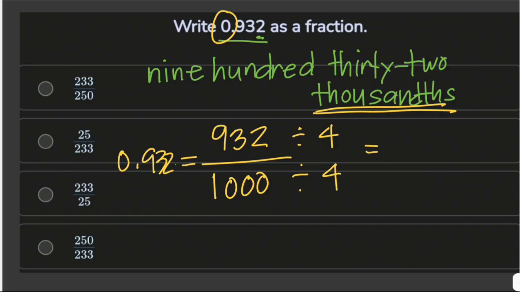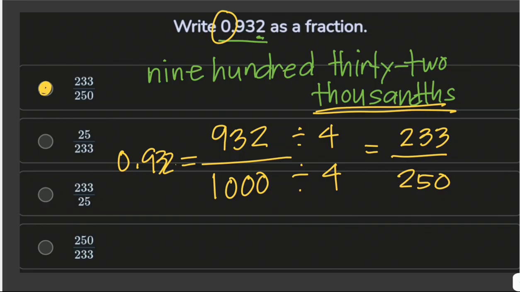932 divided by 4 is 233, and 1000 divided by 4 is 250. Now 233 over 250 cannot be simplified further. Besides, it is one of the options here. Therefore, 0.932 is equivalent to 233 over 250 in fraction form. So this is the answer here.